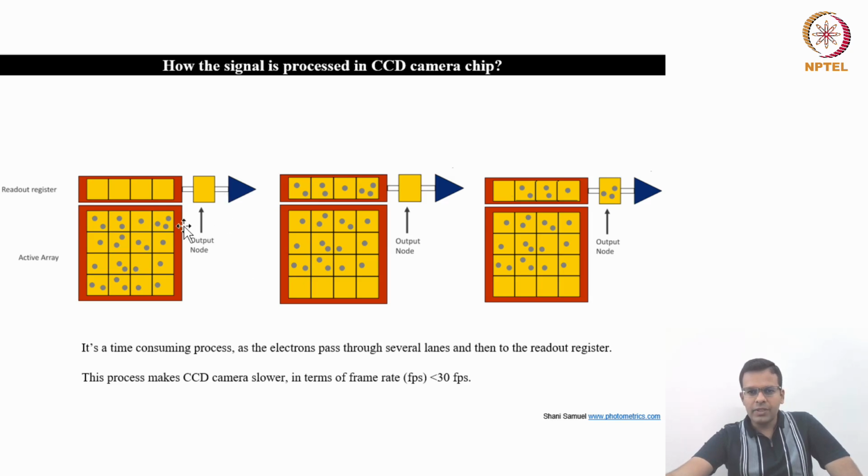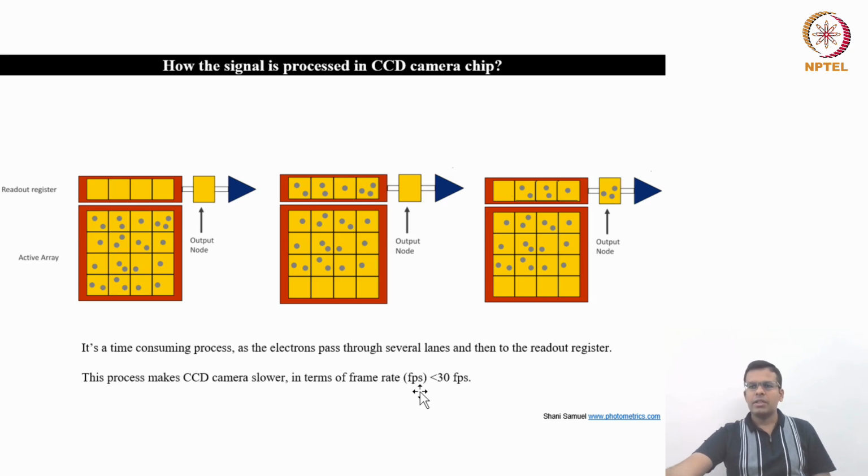So first this lane is transferred. This lane is transferred here, and then the output node will receive electrons from this readout register one by one, and the computer will record how many electrons are present per pixel. So this process of transferring electrons from the camera chip to the computer takes time. It's a time-consuming process as the electrons pass through several lanes and then to the readout register. And this process makes the CCD camera slower in terms of the frame rate.